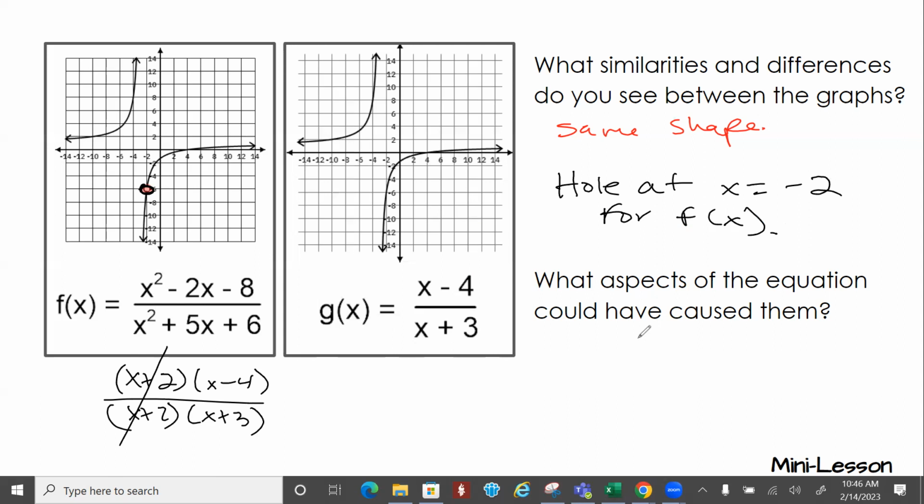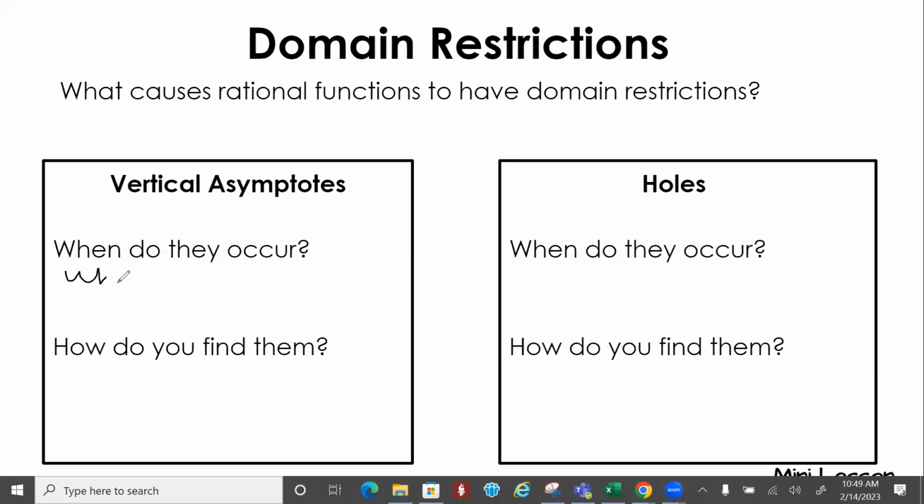So we don't have a y value for that, because if we plugged in -2 into this equation, it wouldn't work. It would be undefined. A vertical asymptote is where something approaches but never touches.